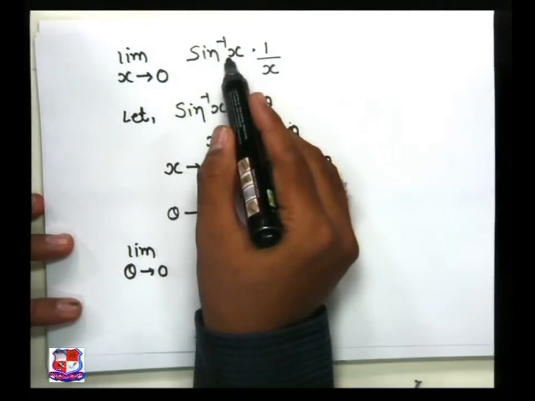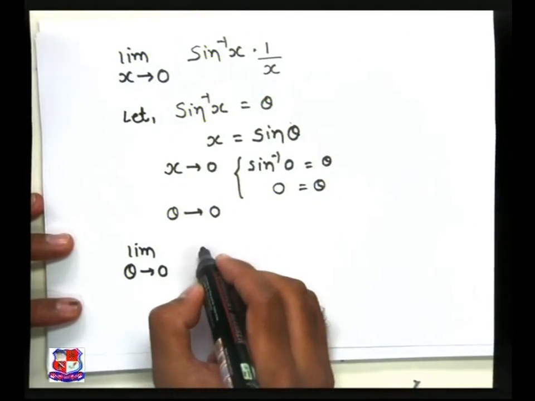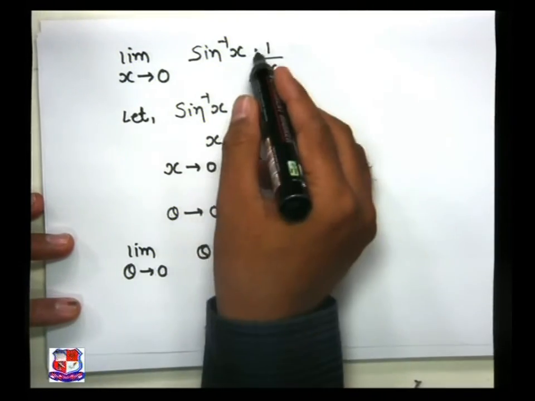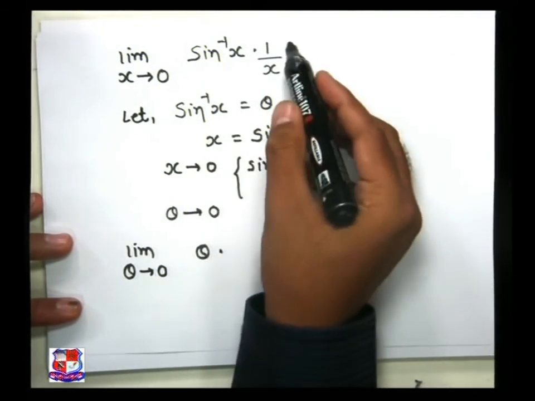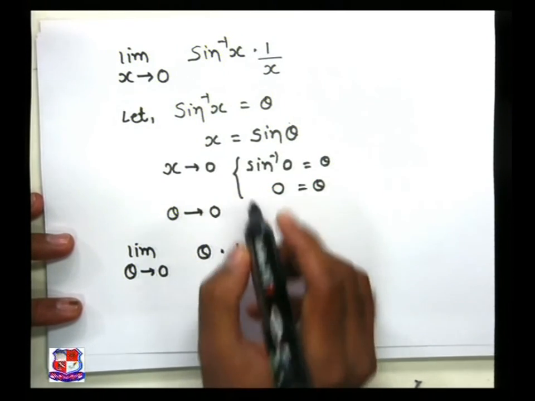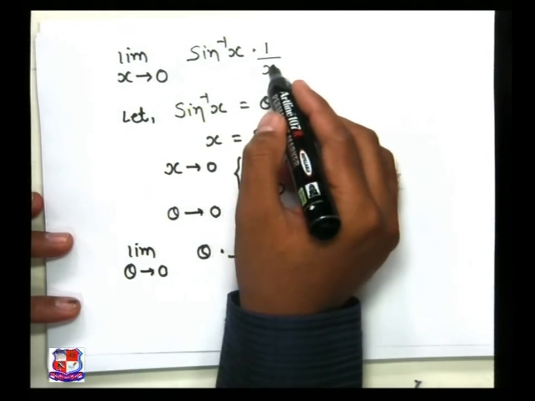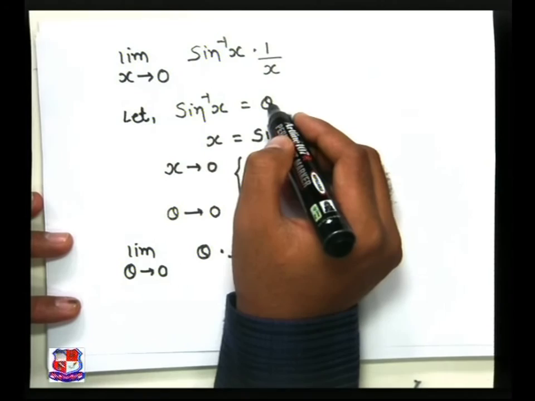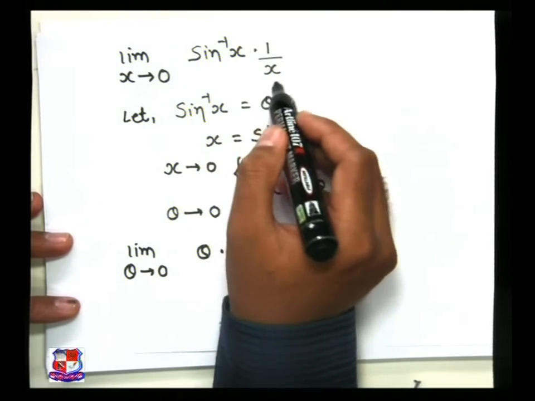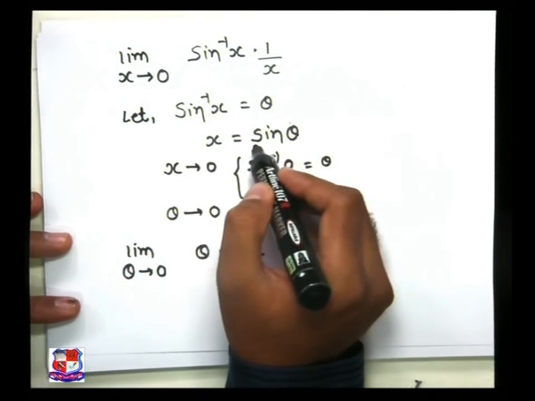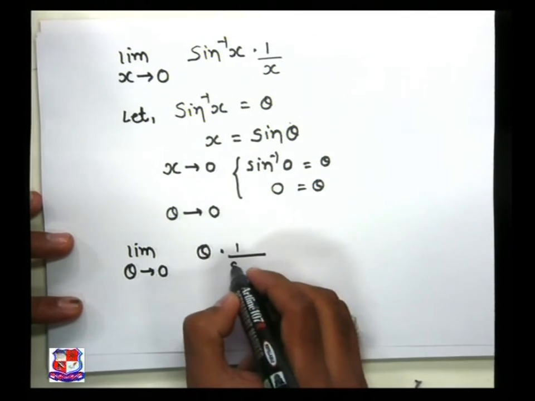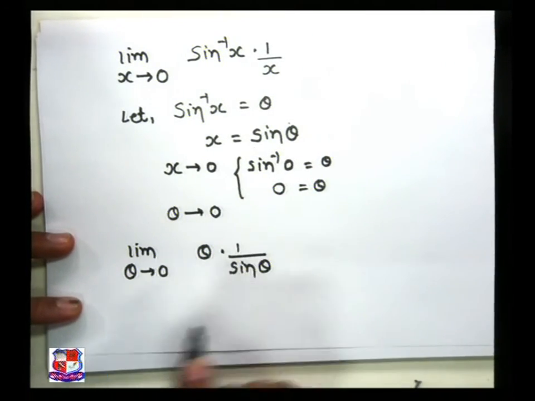So next step, theta tends to 0. Here sin inverse x, we assumed the value, that is theta. So write just theta. Here the multiplication stays as it is, 1 as it is, x. Same way, assume the value, that is theta. So convert it to theta value. So x, that is nothing but sin theta. So write it here sin theta.